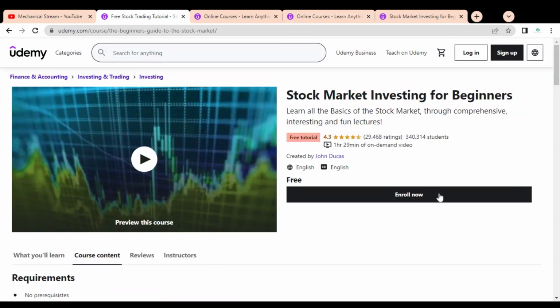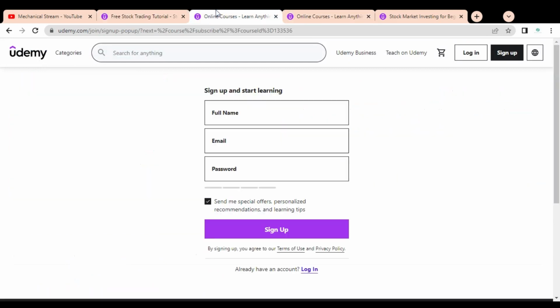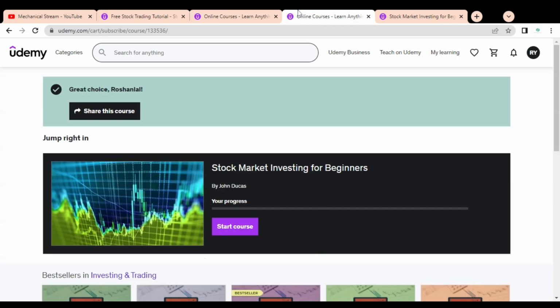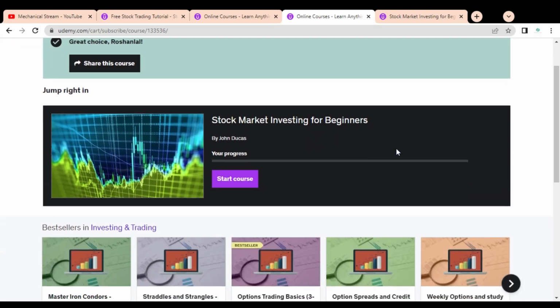So friend, let's check how you can enroll in these courses. For enrolling you have to simply click on this Enroll Now. Once you click, then you have to provide your full name, enter your email id, create a password and enter it here. And after that you have to click on Sign Up. Once you sign up, then this type of interface will come. And here you can see the Start Course button is given, you have to click on it.